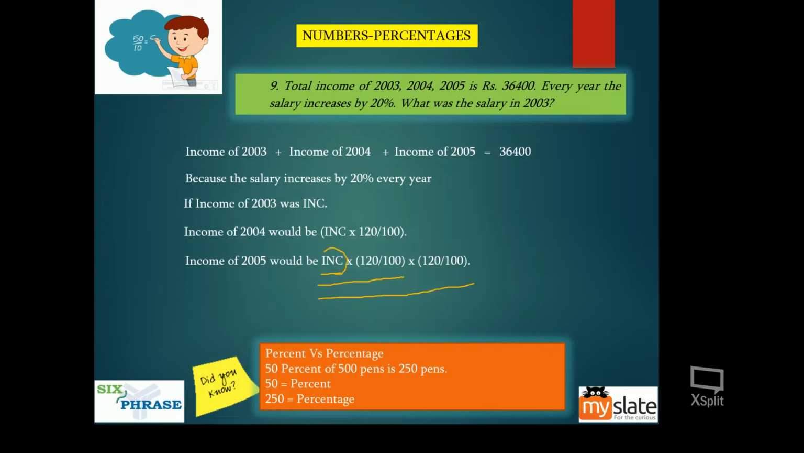What we want is this. Now what you do is substitute this. This is 2003 income, this is 2004 income, this is 2005 income, and then add it. You will get this value to be 10,000.